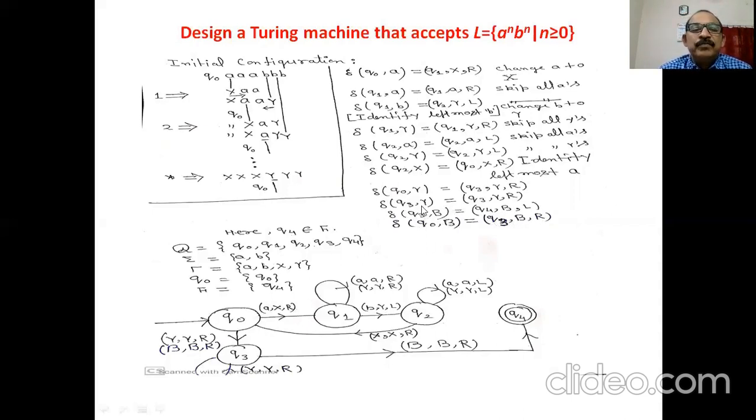Now here you can see you have used the 5 states Q0, Q1 to Q4. Sigma is {A, B}, gamma is {A, B, X, Y}. We have used the 2 additional symbols X and Y, so you should write these additional symbols into the tape symbol set gamma. Q0 is the initial state. Here Q4 is the final state.